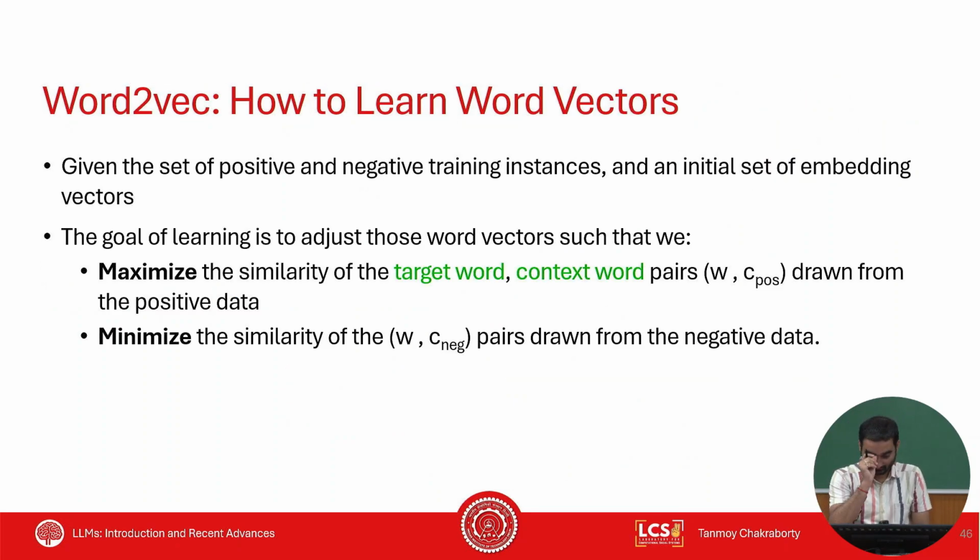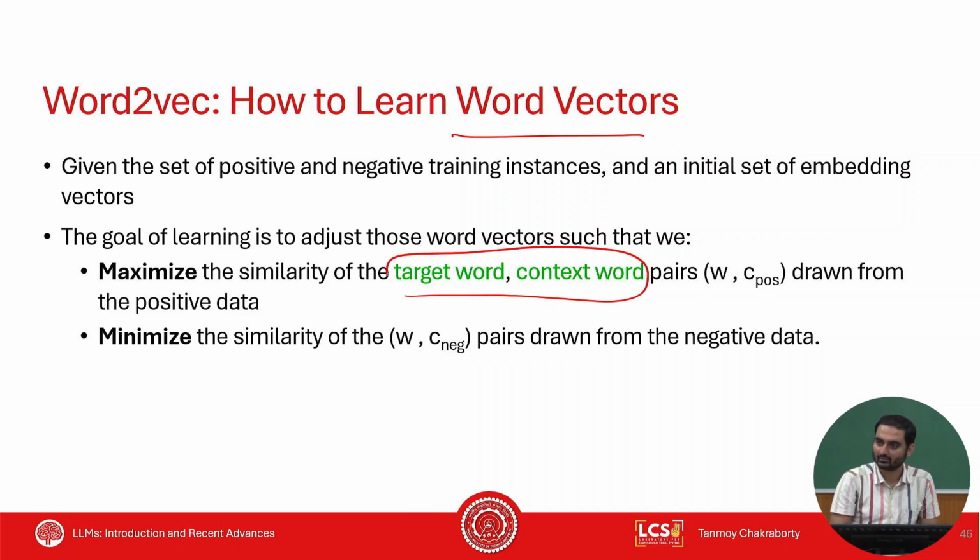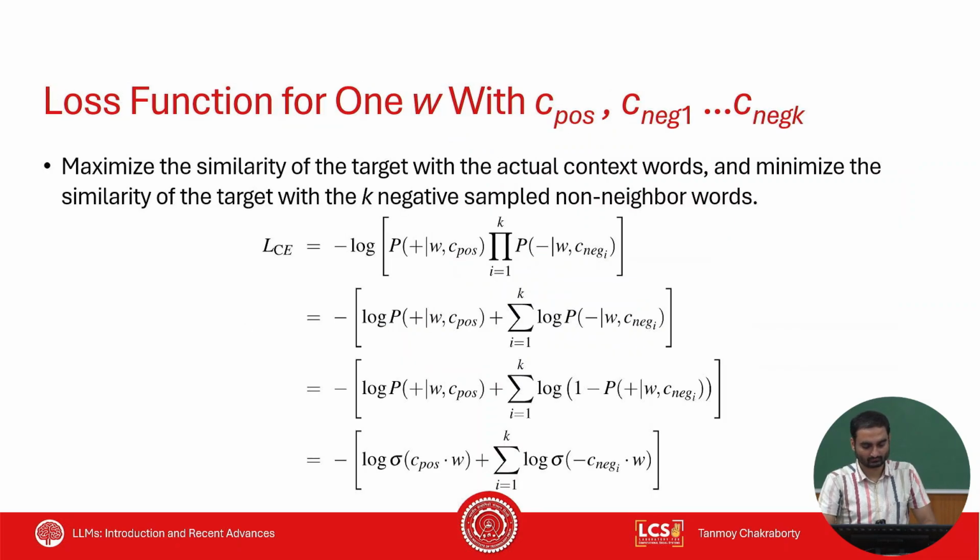So how to learn word vectors? We will maximize the target word context word pair probability. We will minimize the target word negative context word pair probability. This is the target. So what is the final objective function for the logistic regression? Logistic regression maximizes the likelihood, or minimizes the negative log likelihood, right?